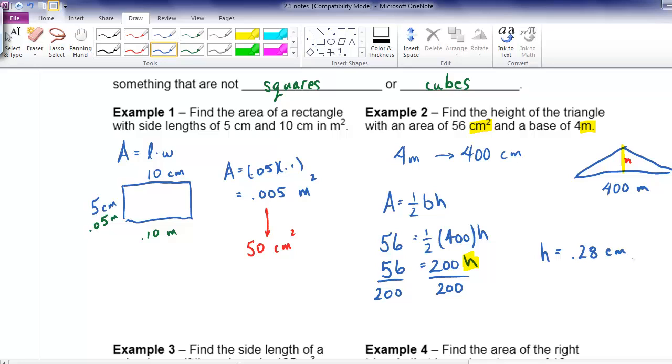And again, that number should make sense. You've got a really wide triangle. You're not going to have a very high one.